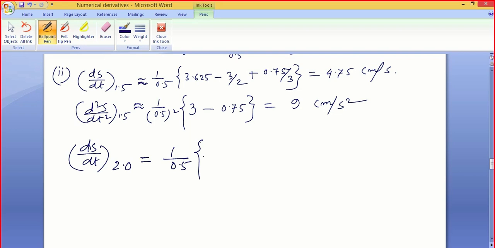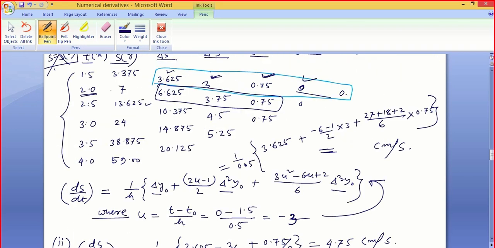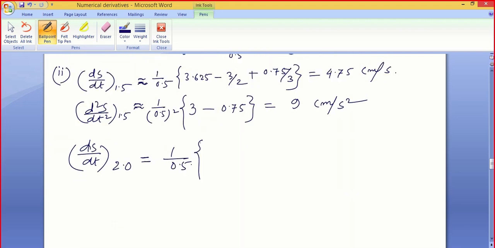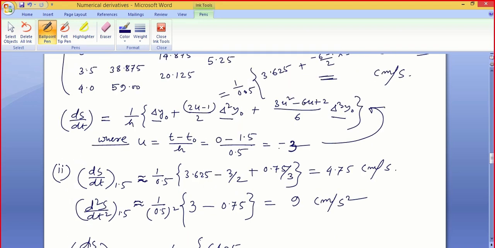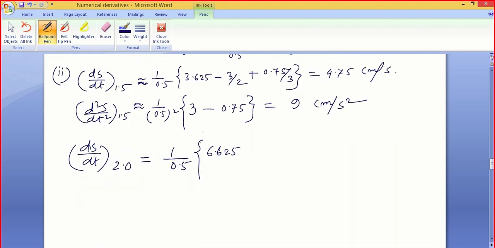Outside 1 by h, first difference. What is the first difference value? Associated to 2, upper diagonal, first difference value is this 6.625. Alternating series for the initial values. So 6.625 minus 3.75 by 2 plus 0.75 by 3, that is cm per second.